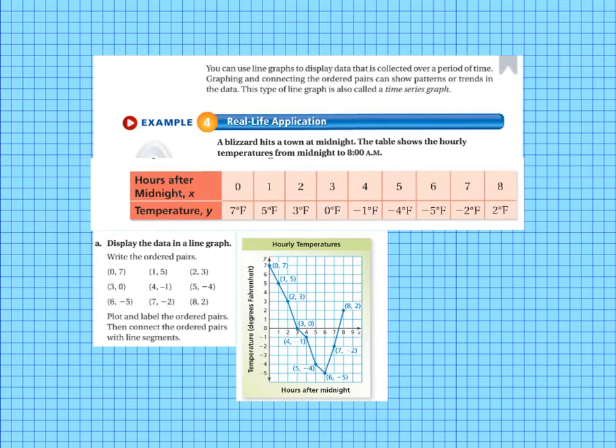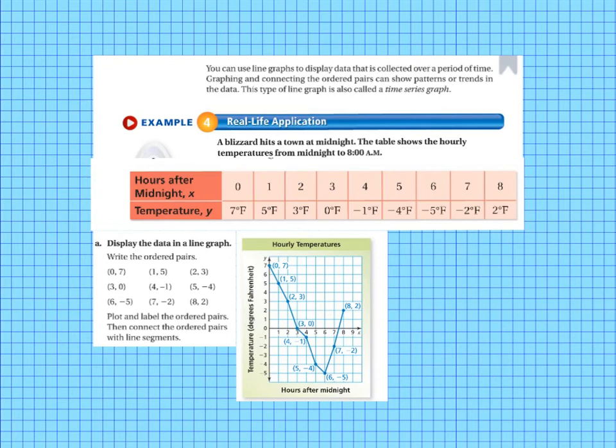So here's our situation. A blizzard hits a town at midnight. The table shows the hourly temperatures from midnight to 8 a.m. So you can see that after midnight, which is going to be on the x-axis, 0 hours after midnight, our temperature was 7 degrees Fahrenheit. 1 hour after midnight, it was 5 degrees, and so on.